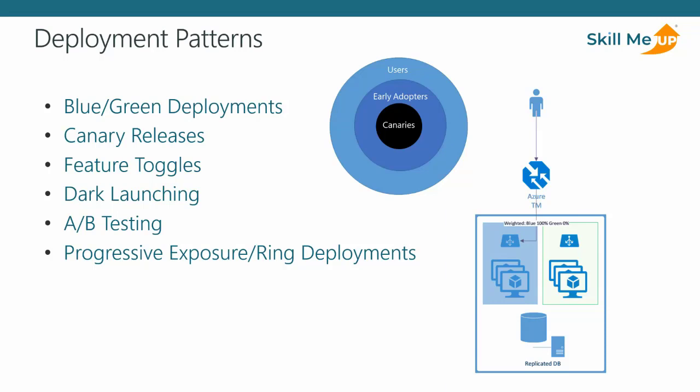Progressive exposure or ring deployments, that's where you're going to do like the ripple effect, or sometimes called the blast radius, where essentially you push something out to a small group of people, and then you have a ring deployment that goes out to the next group, and then the next. Kind of that image that you see there is a little bit like canaries, then early adopters, then finally your full users. So we see this a lot with Windows.